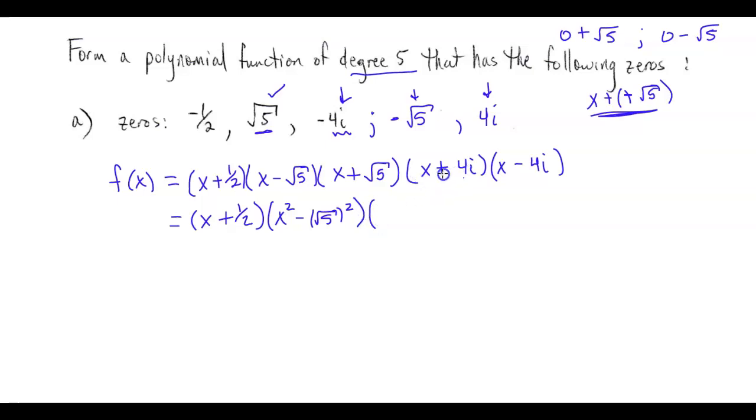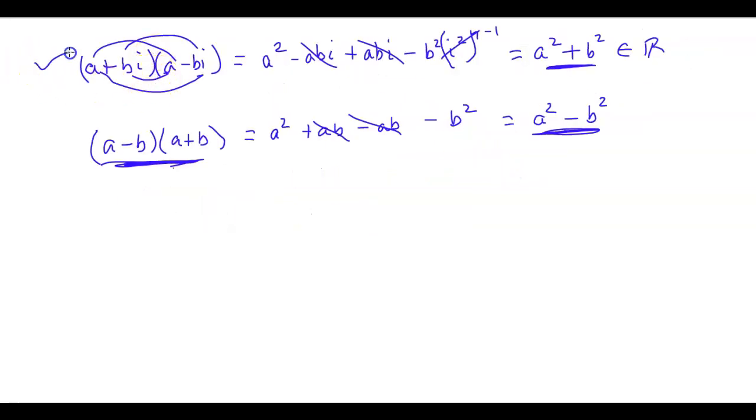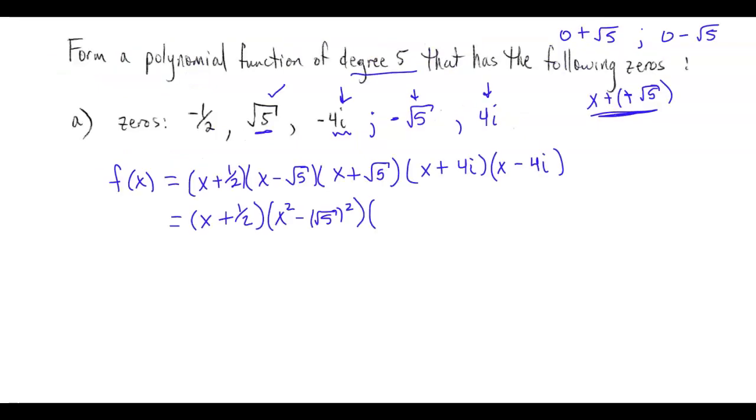And for the x plus 4i times the x minus 4i, you'll see that this follows what happens whenever I multiply a complex number or complex expression times its conjugate. Of course, in this case, this will end up being x squared plus 4 squared. Okay. So from here, I know that this is just going to be x squared minus 5, and this would be x squared plus 16.